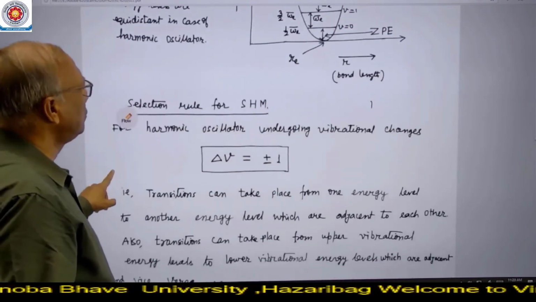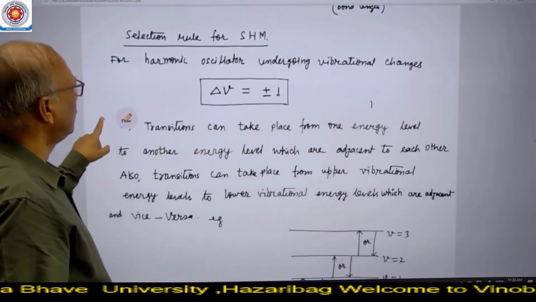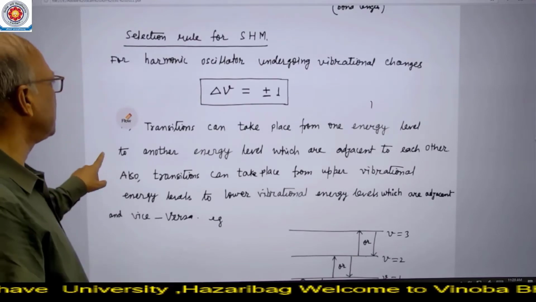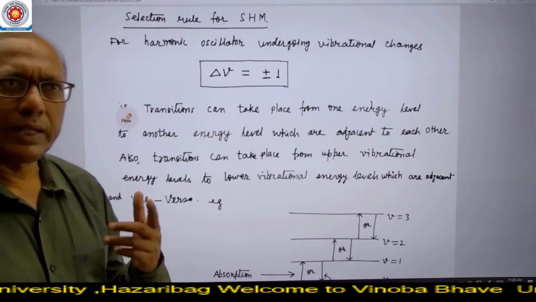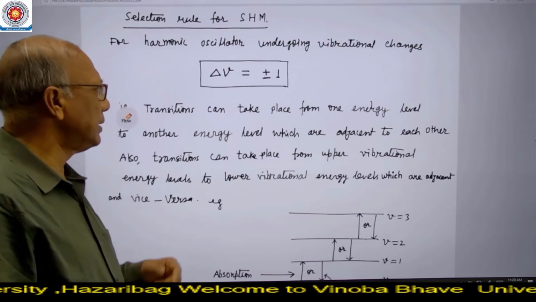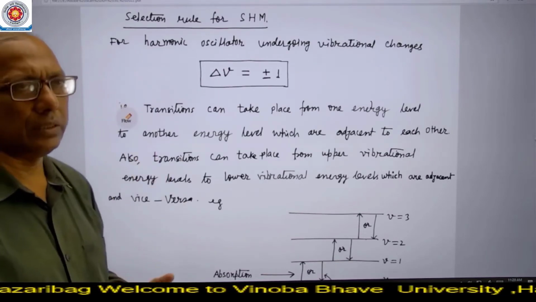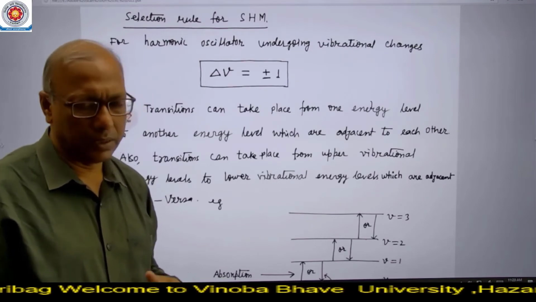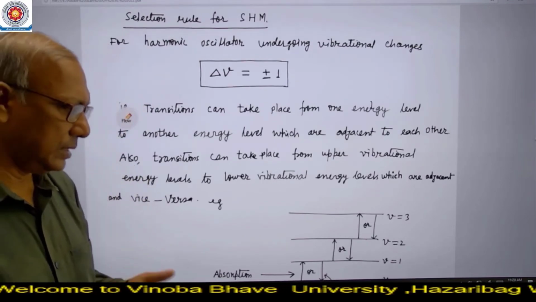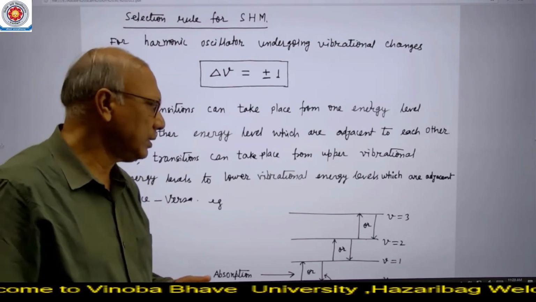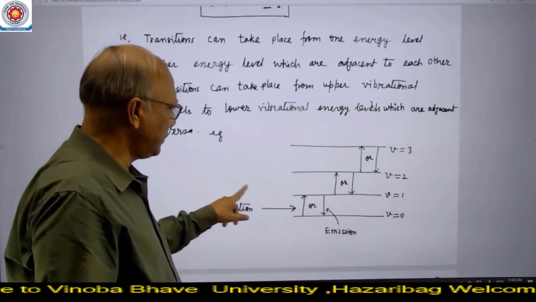Now, the selection rule for simple harmonic motion. For a harmonic oscillator undergoing vibrational changes, the selection rule is very simple, and that is delta V is equal to plus minus 1, that is, transition can take place to the energy levels which are adjacent to each other. From the figure it is very clear.